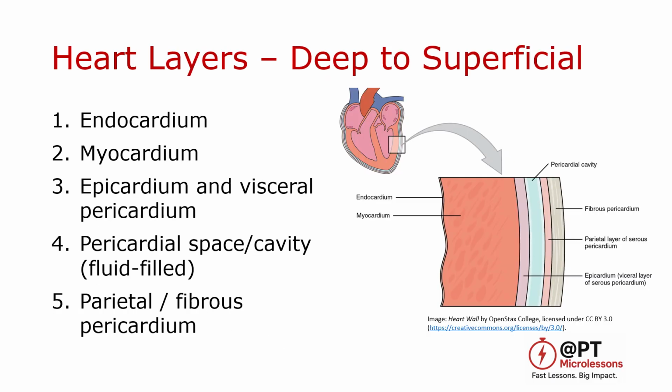Let's review the layers surrounding the heart from the inside outward. The endocardium is the thin inner lining that covers the heart chambers and valves. Next is the myocardium, the thick muscular layer responsible for generating the force of contraction. The outer layer of the heart is the epicardium, also called the visceral pericardium. Between the visceral and parietal layers is the pericardial cavity, which contains a small amount of lubricating fluid to reduce friction as the heart beats. Finally, the parietal and fibrous pericardium form the tough outer covering that protects and anchors the heart within the thorax.